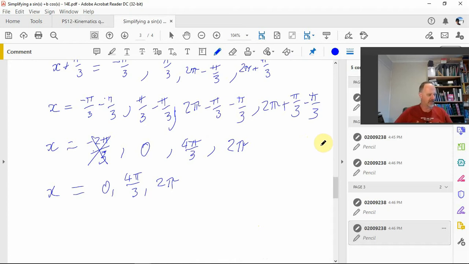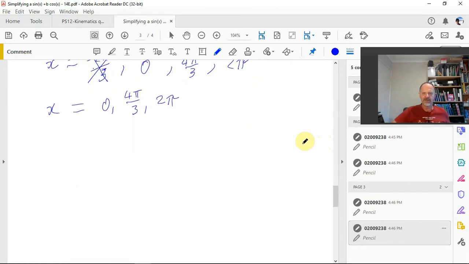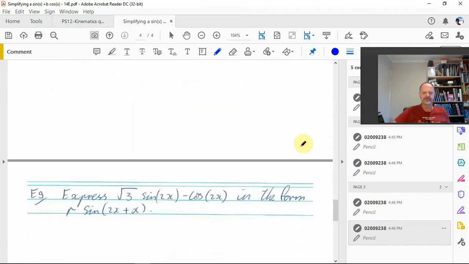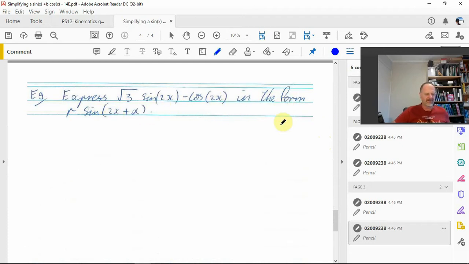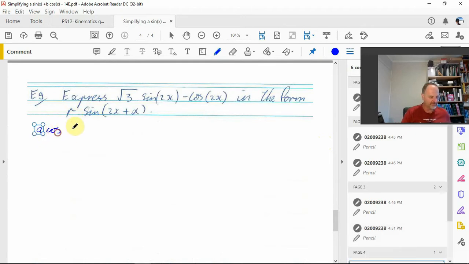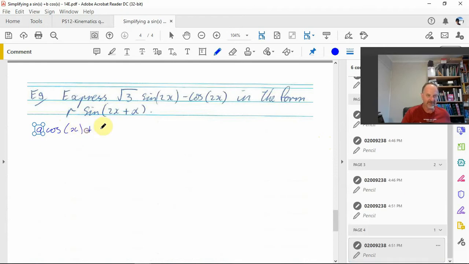And our last example that we are going to do is this one. So now you'll notice here we've got 2x, 2x, 2x. But from what we had, we had a cos x plus b sine x equals r sine x plus alpha.